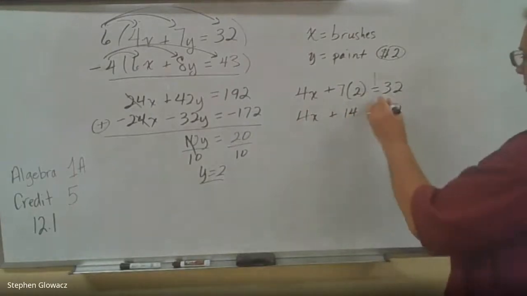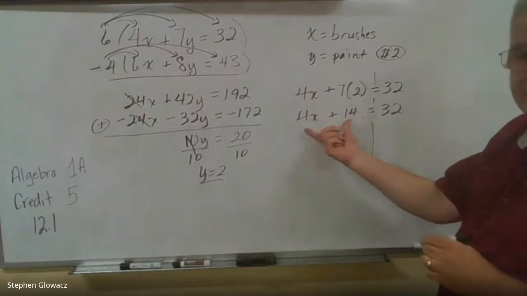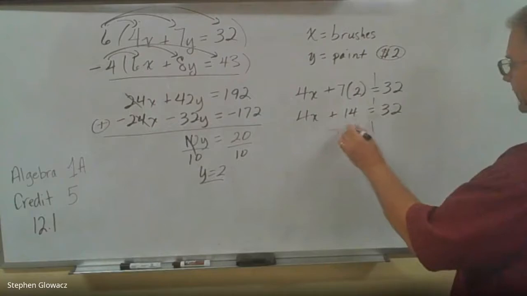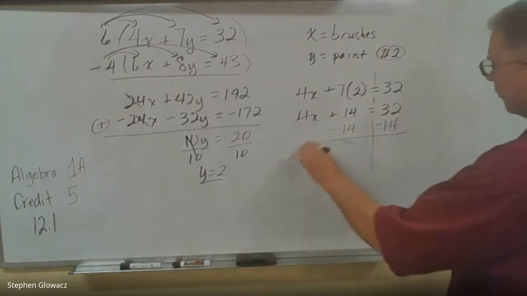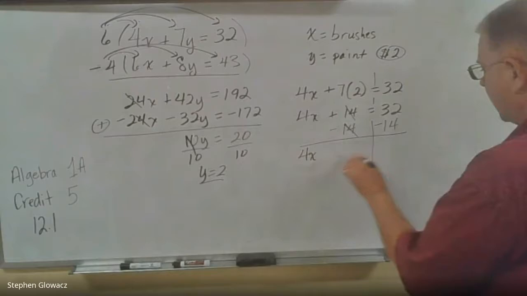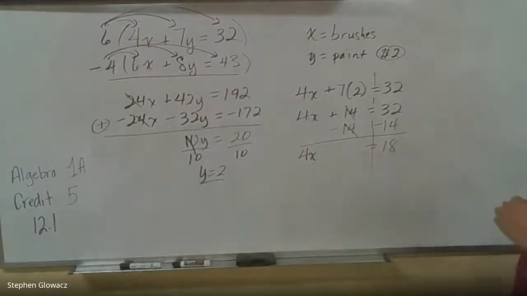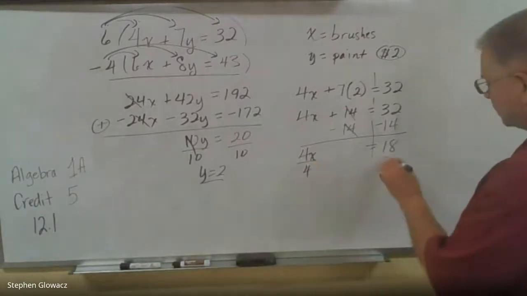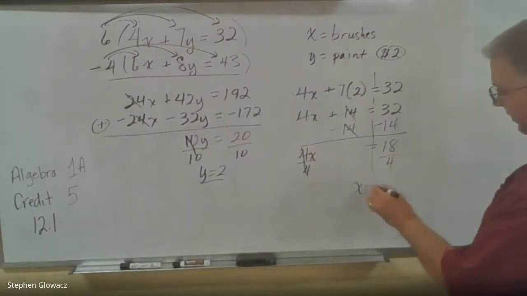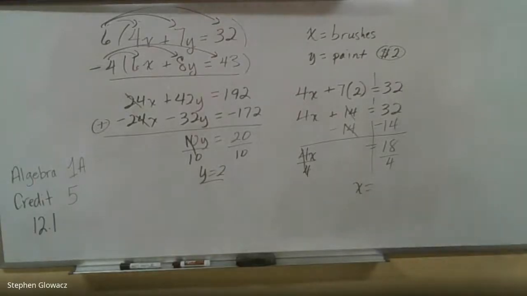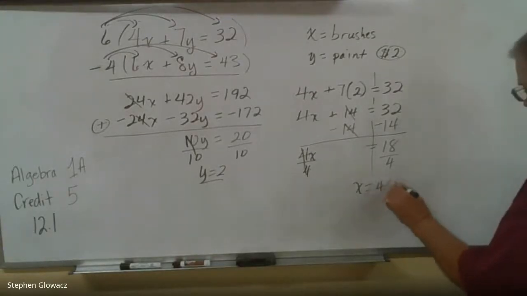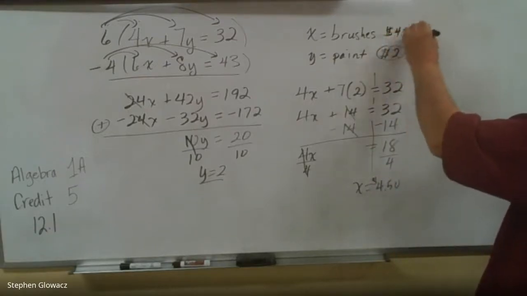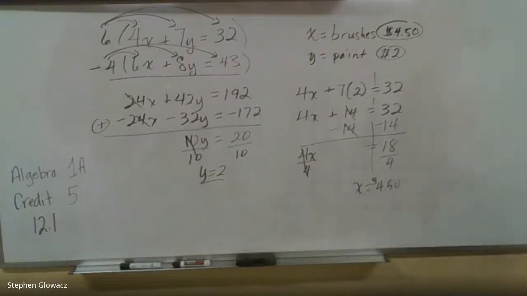And then we focus on the left side because X is on the left. So we are going to divide by 4, but we want to get rid of this 14 first of all. So we're going to subtract 14 from both sides. And then we get 4X equals 18. X is being multiplied by 4, so we divide by 4 on both sides. And then 18 divided by 4 should be $4.50. So that tells us that the brushes cost $4.50.